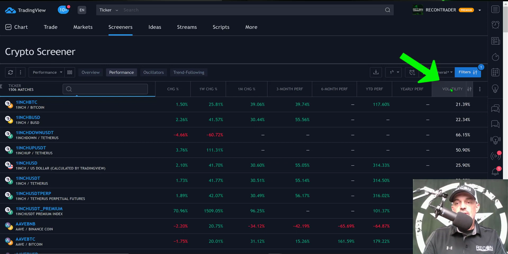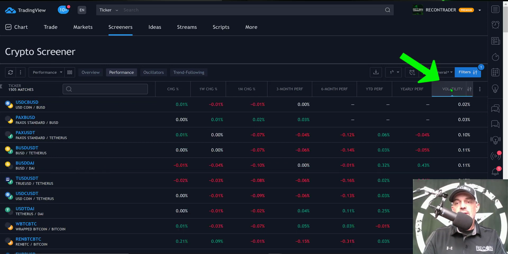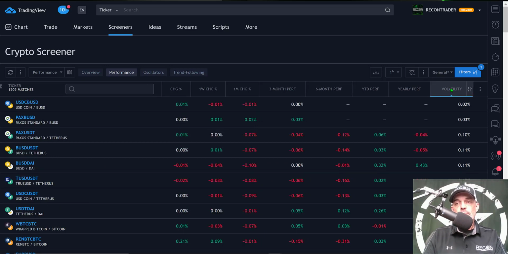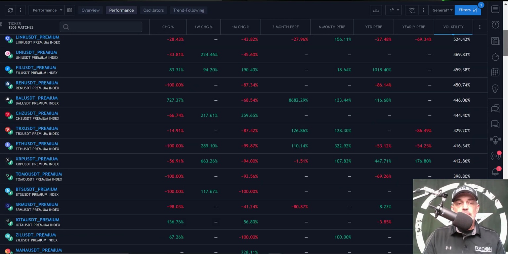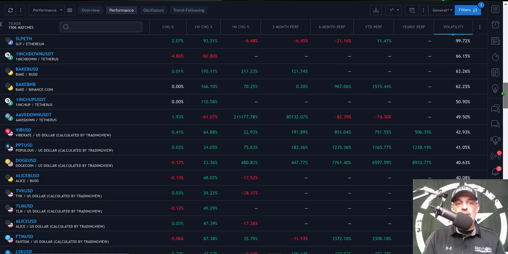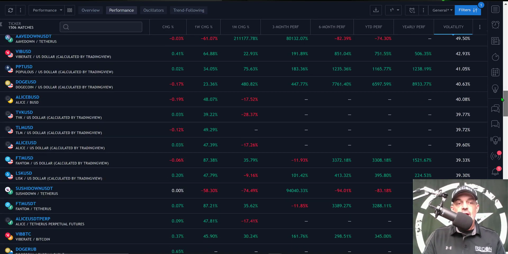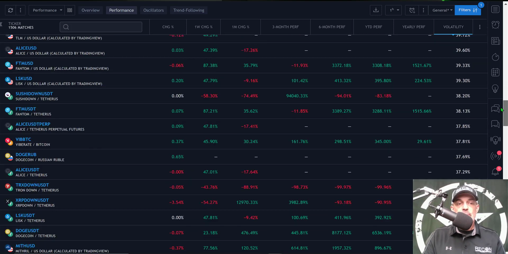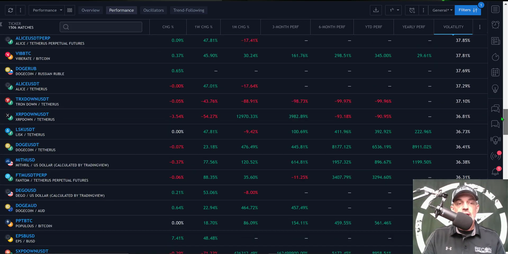And then over here, you see volatility. I can click on volatility. And by doing so, it will sort by volatility. Now I want high volatility, not low volatility. So I'll give it another click. And as we scroll down and get past some of the crap coins and other stuff that has really high volatility, I can start to get into coins that perhaps I would be looking to trade.